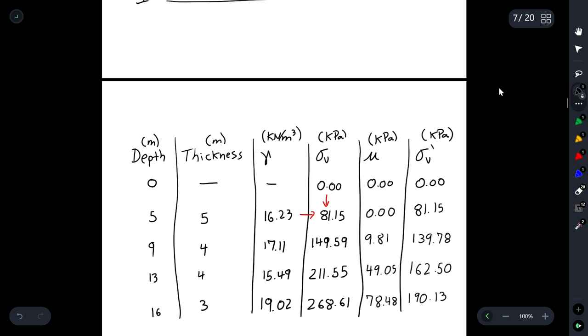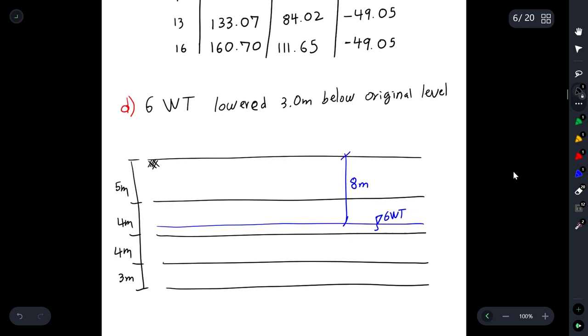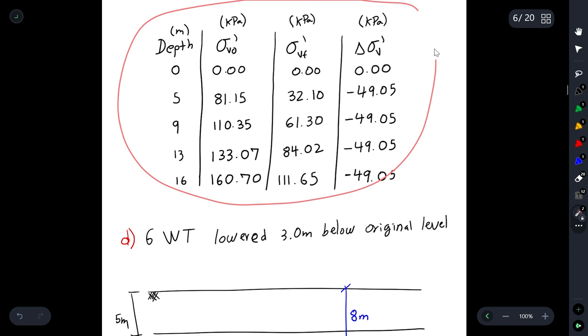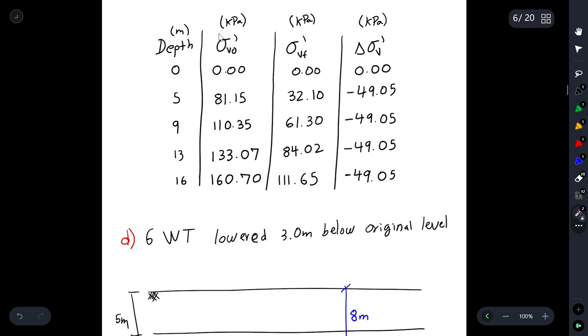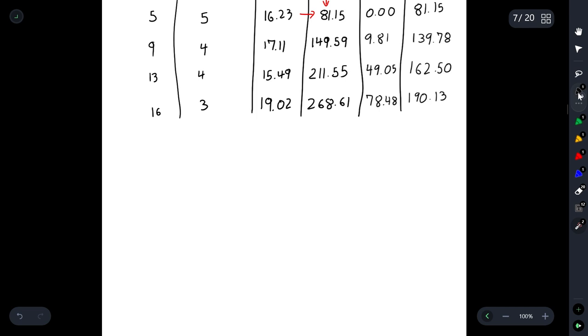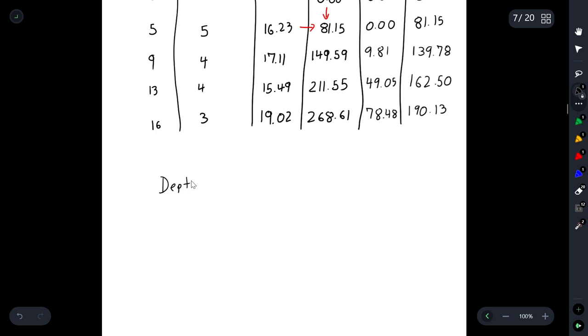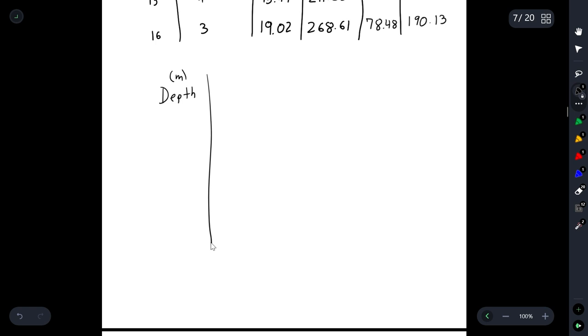Now, how do we know the change in effective stress? So we're going to build a table just like this one, in which we get these same values for the initial effective stress, but the new values are the ones we get when the groundwater table is lowered. So let's see. Depth in meters. And again, we have 0, 5, 9, 13, and 16.